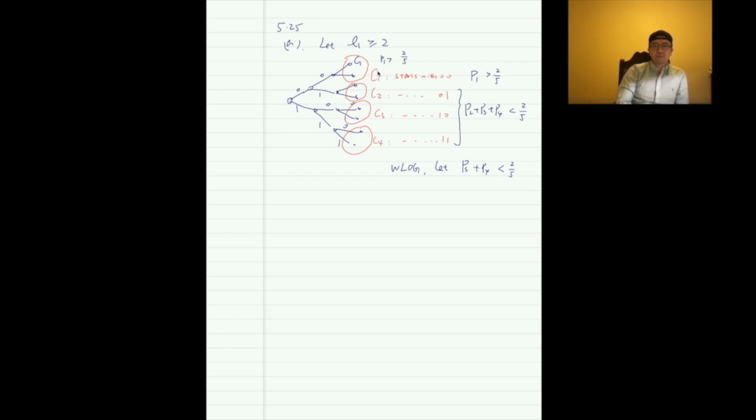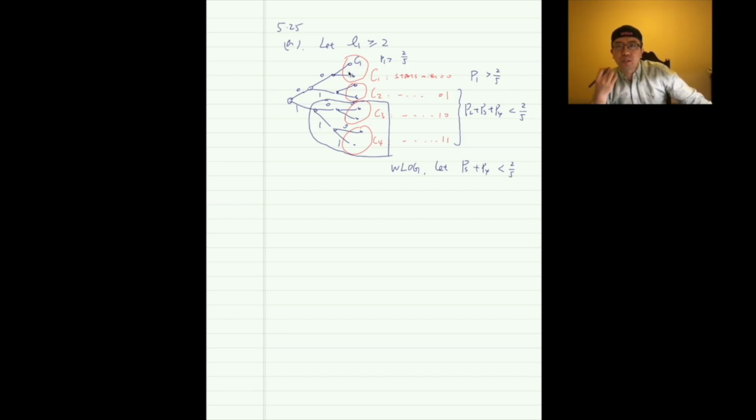Okay, so let P3 and P4 be less than 2/5. Now let's see what we can do, because these two code words together, maybe let's write something like that. So all the possible code words here have probability less than 2/5, but their code word length is bigger than the code word length here.